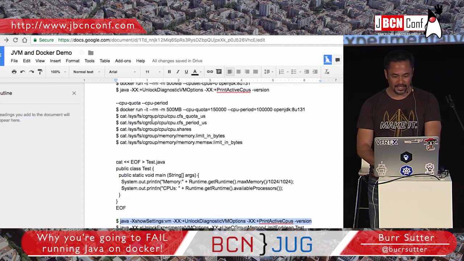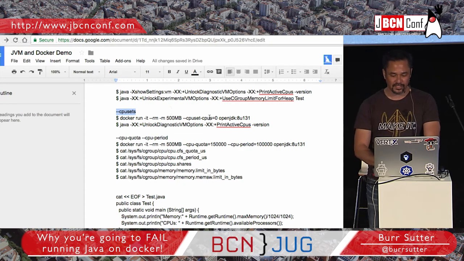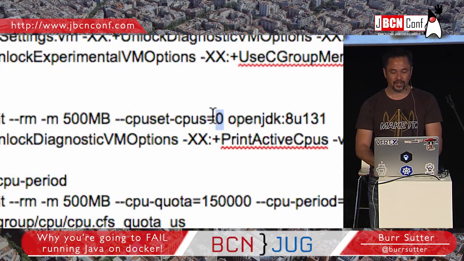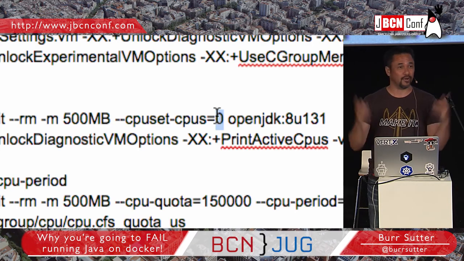The only way to get that to be quite right is to use CPU sets or CPU pinning. And if you actually say you're allowed one CPU here, CPU zero, it'll work. It'll actually tell you get one core. Available processors from Java will actually respect that. The downside is the kernel does pin you to that core. You can't run on another core.